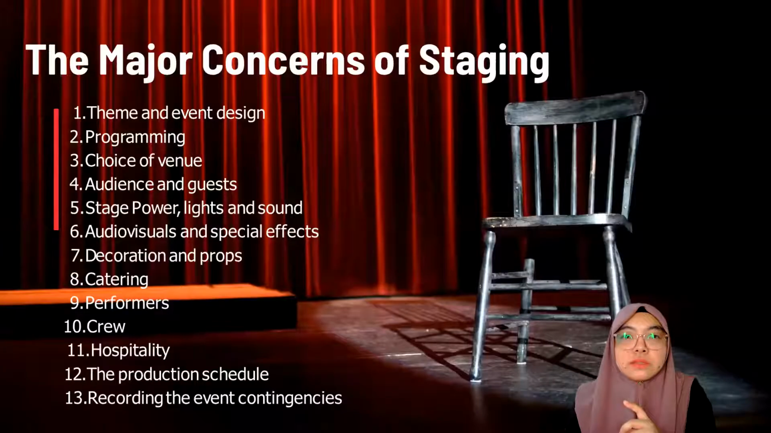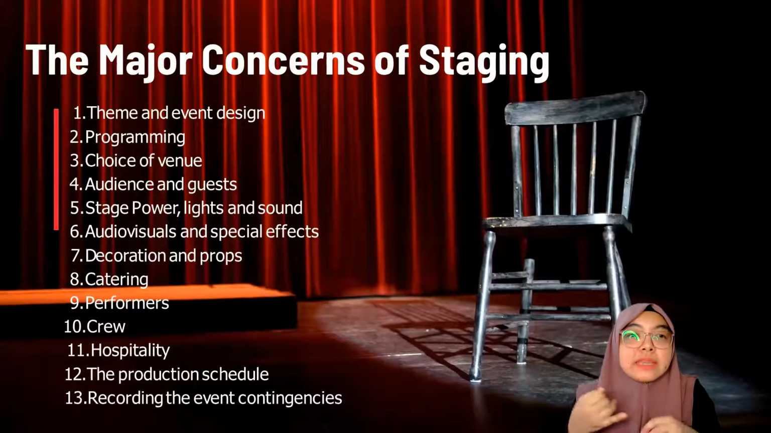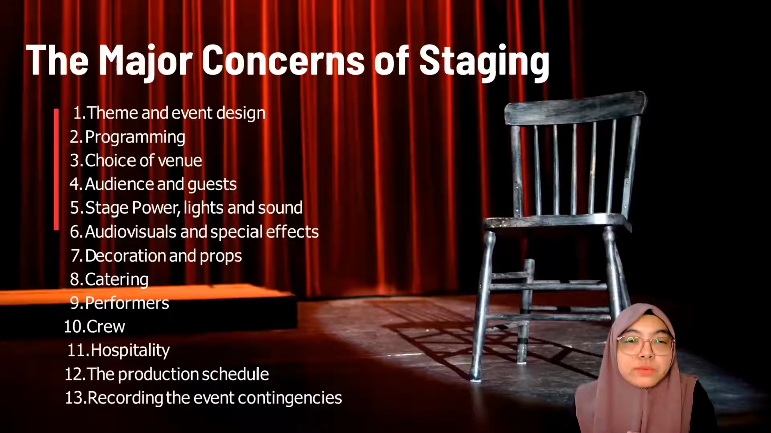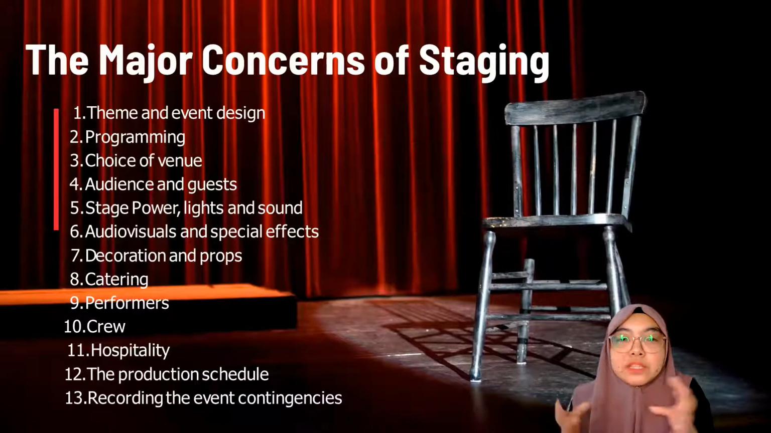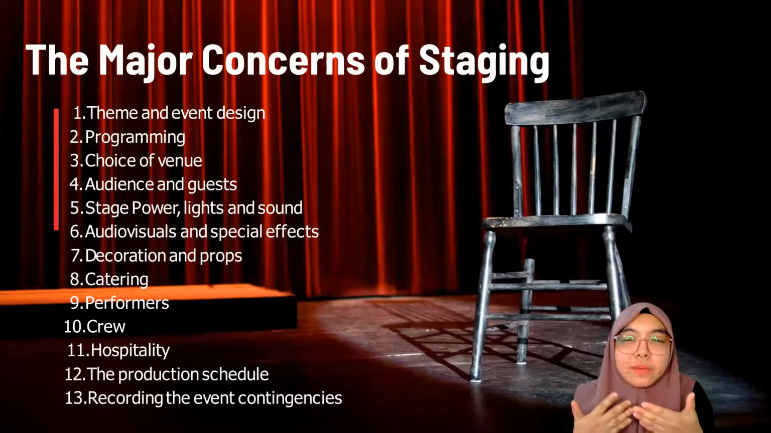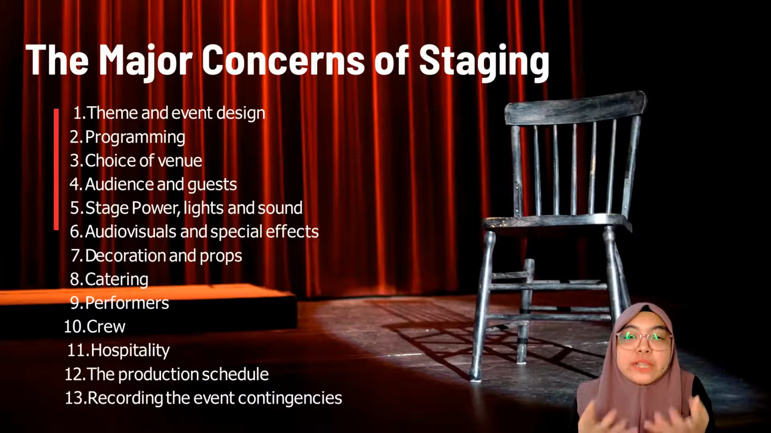So what are the major concerns of staging? Basically, staging involves theme and event design. It involves programming, which is the program involved in your event. Then the choice of venue: is the venue accessible or not, and does it have lots of facilities or not? Number 4, audience and guests: what kind of audience, and what are the things that our audience and guests need? Number 5, stage power, lights and sound. Number 6, audio visuals and special effects. Do we need that kind of audio visual and special effect or not?